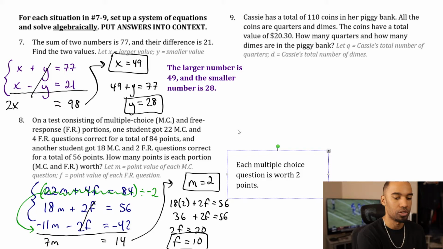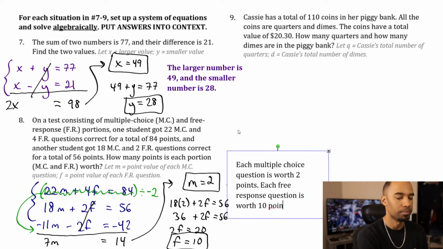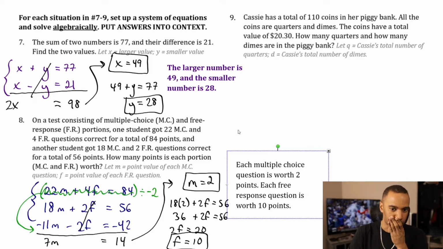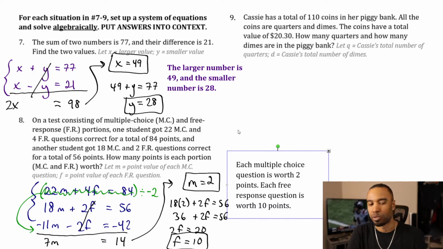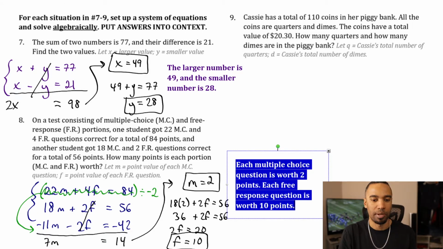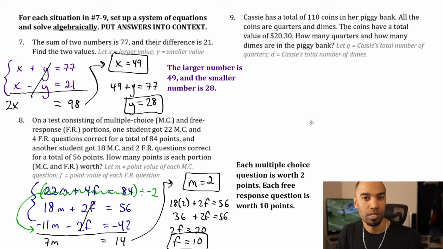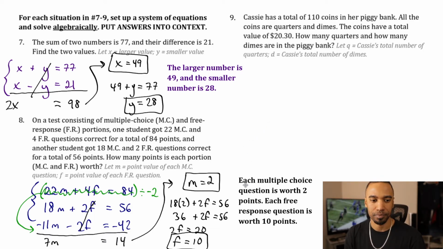Each multiple choice question is worth 2 points. Each free response question is worth 10 points. So maybe it's possible, and it's not asking you this, and I don't know if it's enough information. It's entirely possible that this could have been a question where it says something like, maybe there were 25 multiple choice questions, and maybe there were 5 free response questions, and that would give you 100 points total. I don't know. There's nothing like that on here.